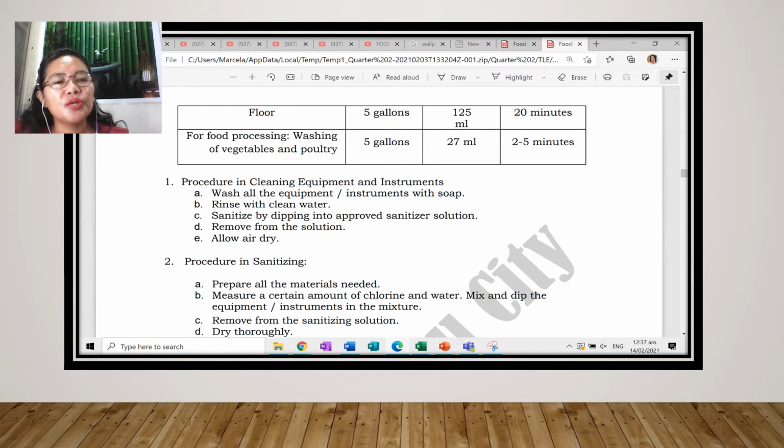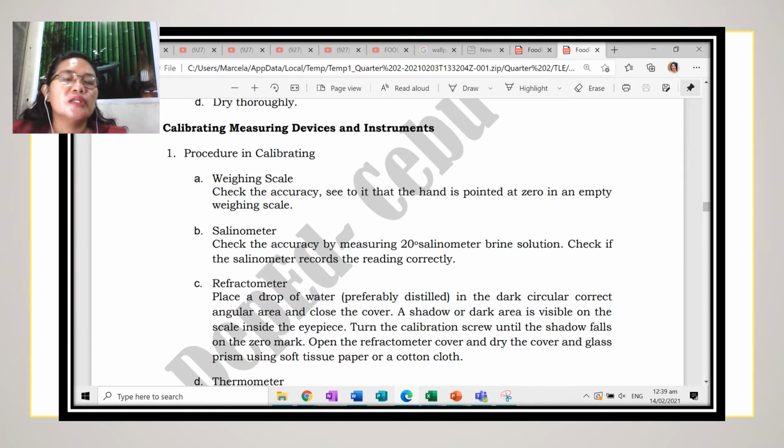And number 2 is procedure in sanitizing. Letter A, prepare all the materials needed. Letter B, measure the certain amount of chlorine and water. Mix and dip the equipment or instrument in the mixture. Letter C, remove from the sanitizing solution. Then dry thoroughly.